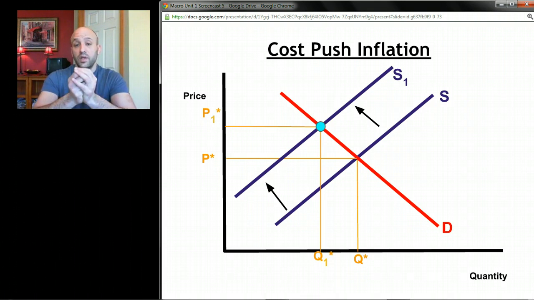That would cause an increase in price, and that increase in price would also be paid by consumers. But it's not happening because consumers are trying to spend more money. It's happening because supply has been restricted in some way. And again, that's called cost-push inflation.